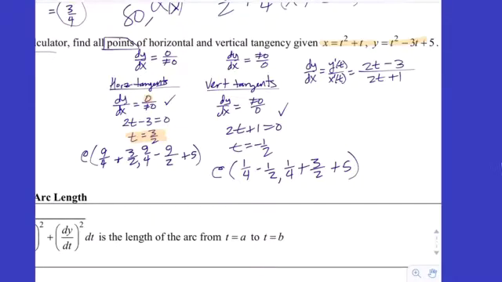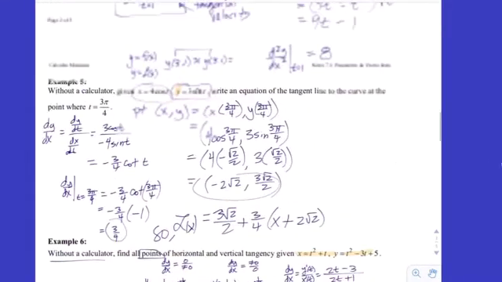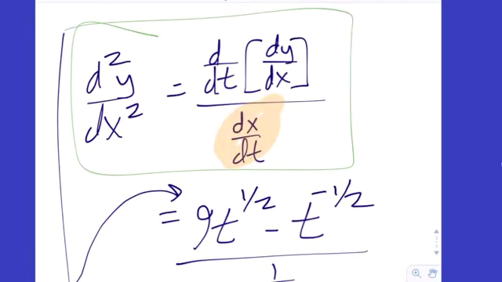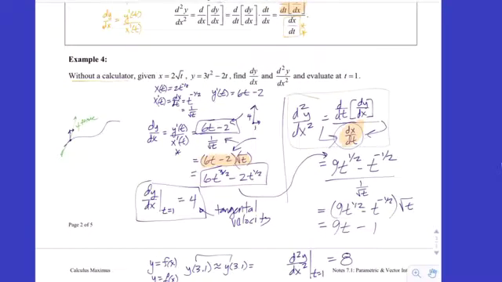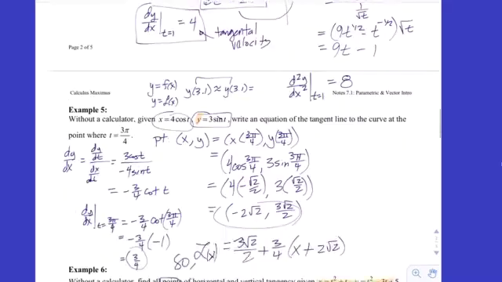Okay, any questions on that? What's the only thing that's new to remember, sort of? When you take the second derivative, take the derivative of what you have for the first derivative and divide by another dx/dt. Okay, divide by another dx/dt. Other than that, it's just pretty easy stuff.